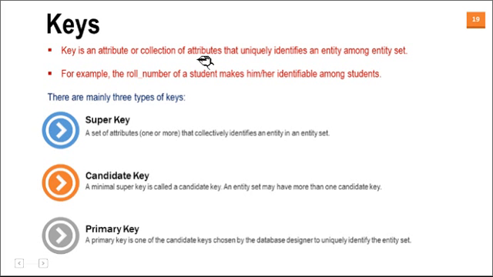An entity set may have more than one candidate key. Next one is my primary key. A primary key is one of the candidate keys chosen by the database designer to uniquely identify the entity set. A database developer or designer can choose the primary key from the candidate keys, and in every database one primary key will be chosen for a particular relation.